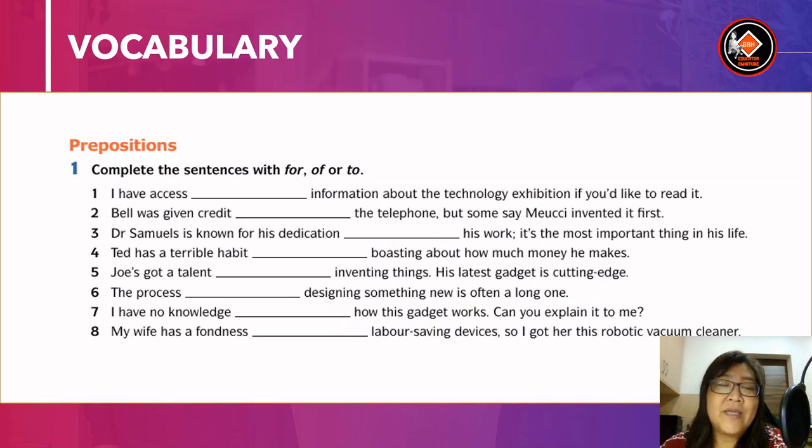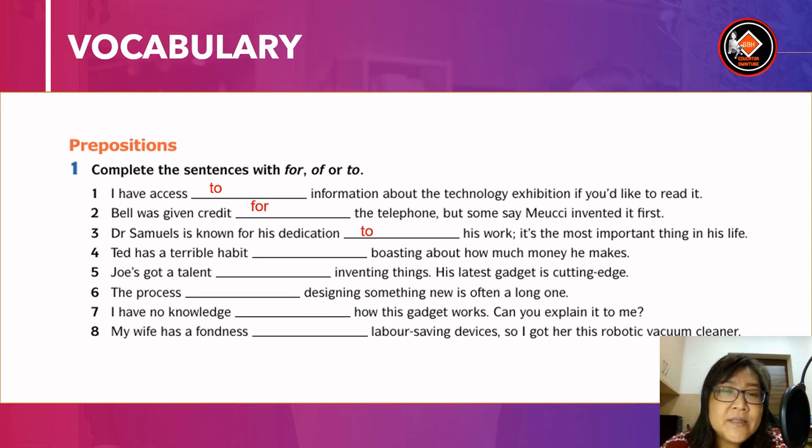Now let's do vocabulary for prepositions. Complete the sentences with for, of, or to. Number 1, I have access to information about the technology exhibition if you would like to read it. Number 2, Bell was given credit for the telephone, but some say Meucci invented it first. Number 3, Dr. Samuels is known for his dedication to his work. It's the most important thing in his life.